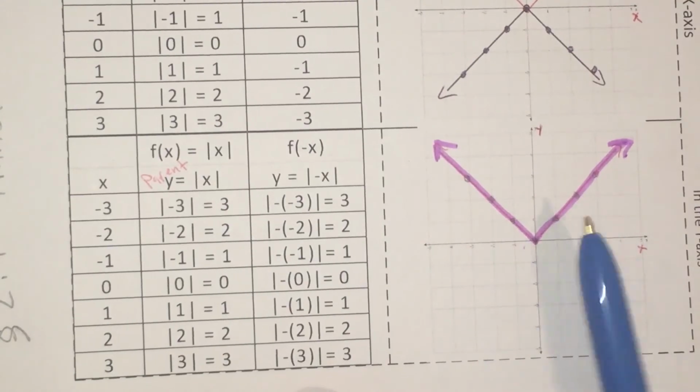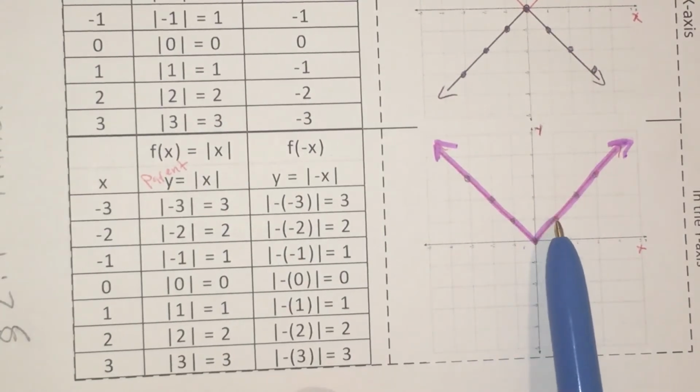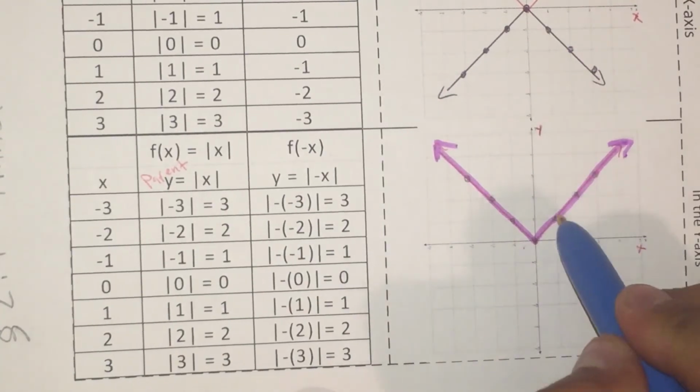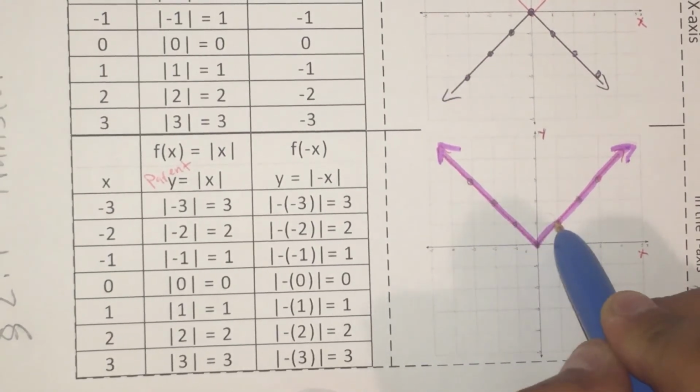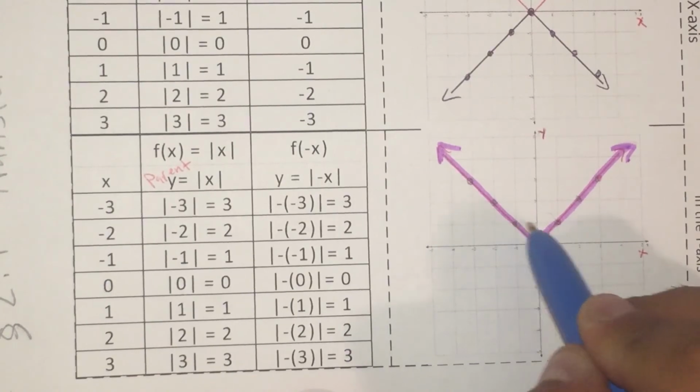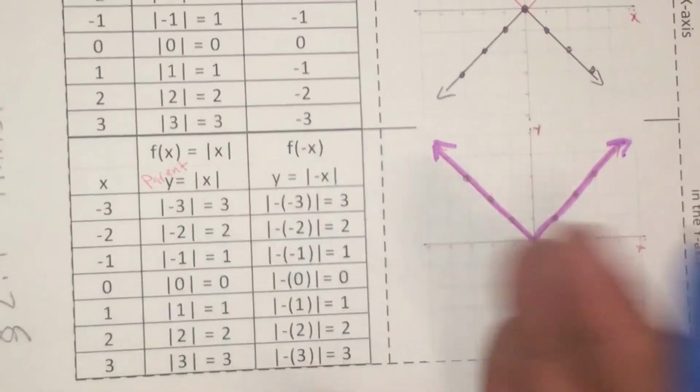But it's a reflection. So any value that's on this side is going to go over. So if you want to count, the easiest way to do it is to count here 1, and it's also 1 this way. So this point is going to reflect over there, as well as this point will reflect there. So just like you said, it folds over.